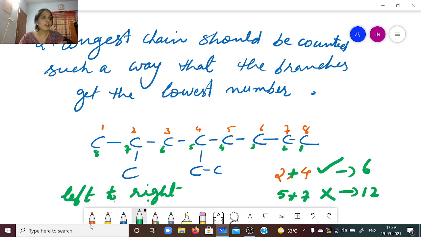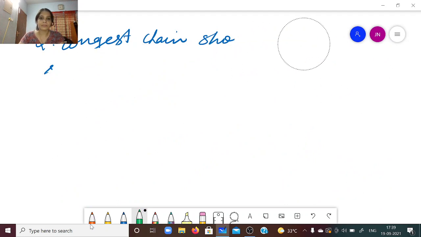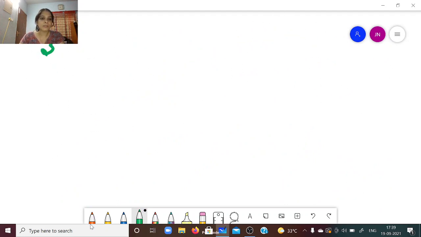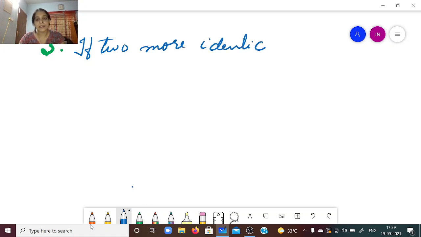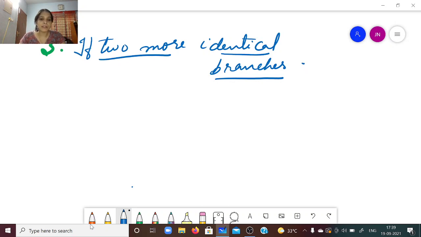Okay. Now, after that, we have to see what to do if 2 or 3 branches are the same. Third rule. If 2 or more identical substituent groups are there, what should be done? For example, we can write an example.